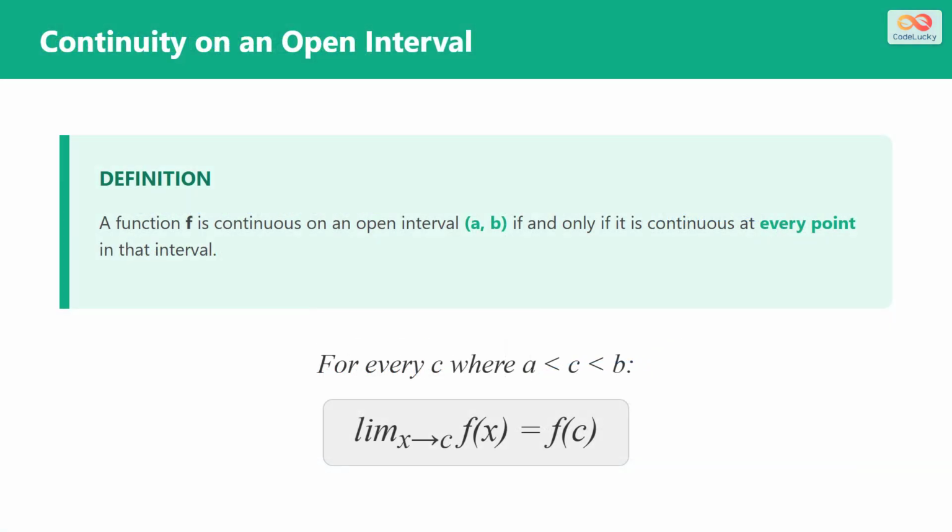Let's start with an open interval. Denoted by parentheses a, comma, b, a function is defined as continuous on this open interval if, and only if, it is continuous at every single point c strictly between a and b. We don't worry about the endpoints a and b just yet.